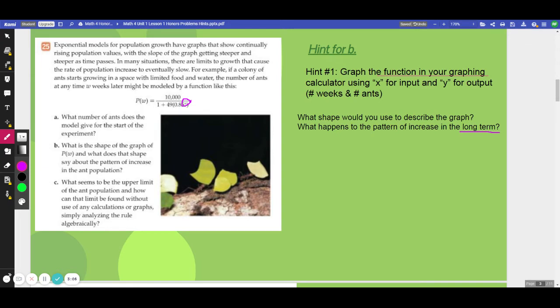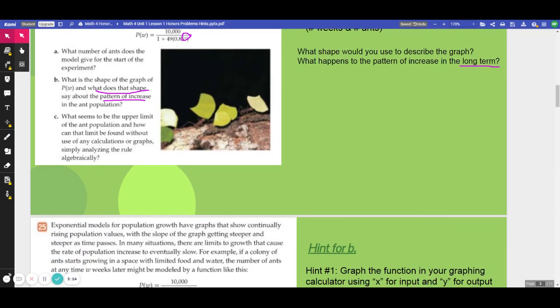Okay, so thinking about that and answering this question, what does that shape say about the pattern of increase? So how is it increasing? What is it doing and how is that increasing happening? Okay, so that's your hint for part B. Moving on to a hint for part C.